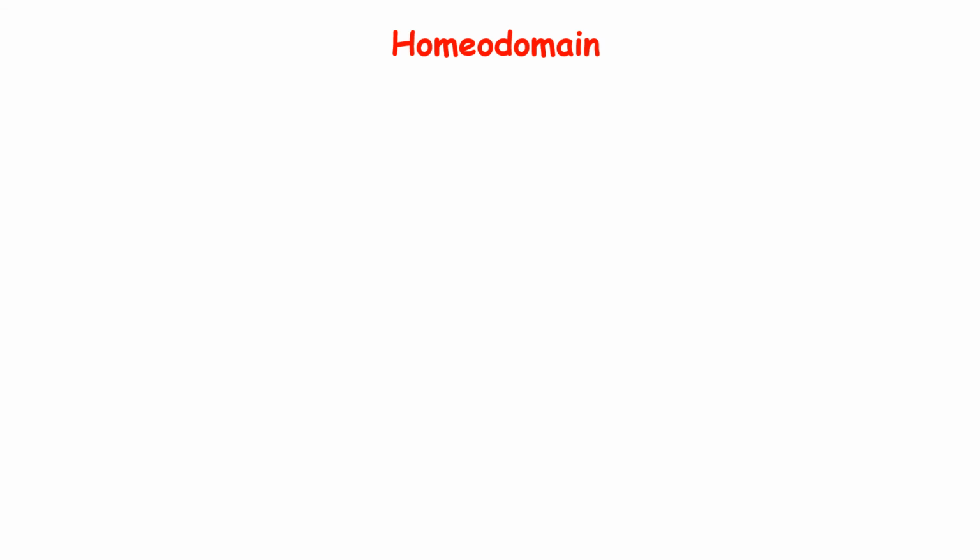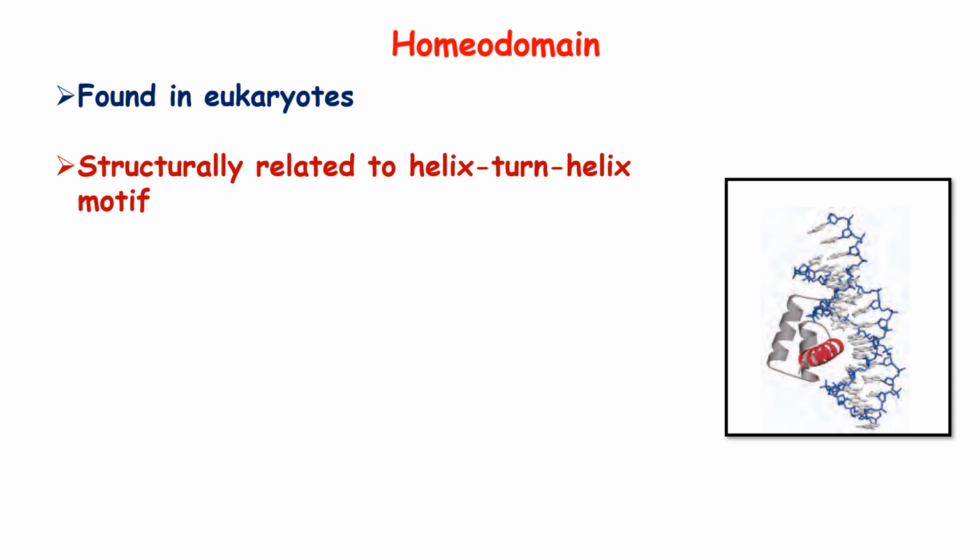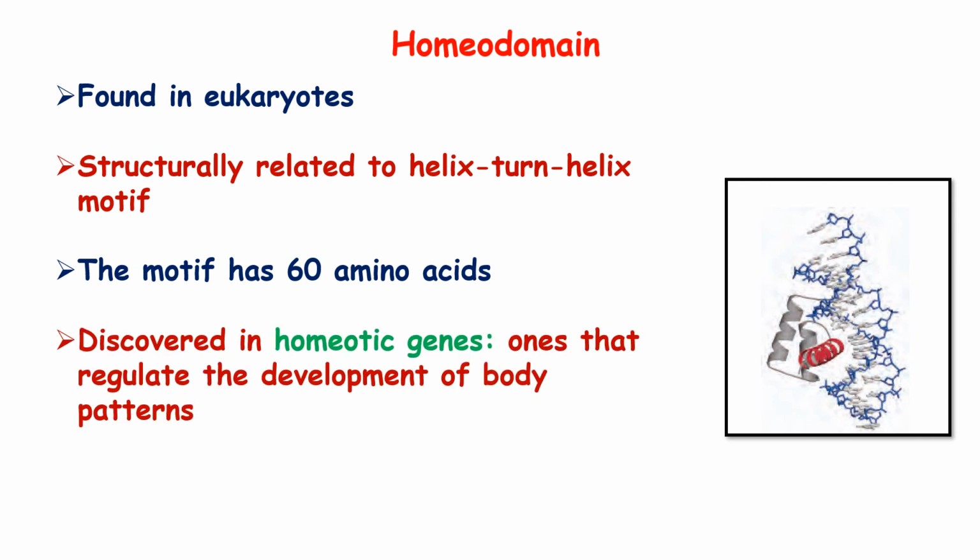The next and last example we're going to discuss is the homeodomain. It is found exclusively in eukaryotes. Its structure is related to the helix-turn-helix motif. This is the representative diagram of the helix-turn-helix motif, and the motif has 60 amino acids. One would ask why we have a separate name and a separate class for a motif which we've already discussed, but since it is very significant, it has to be discussed separately.